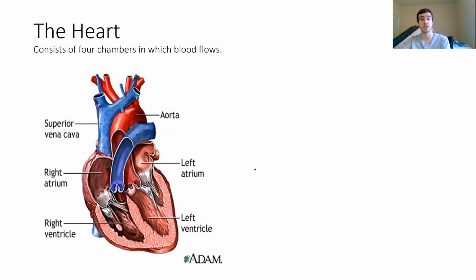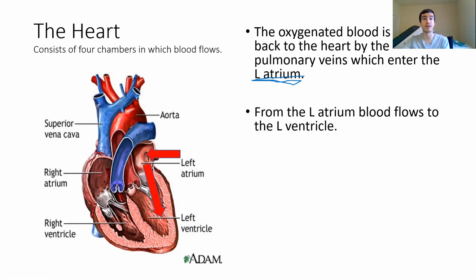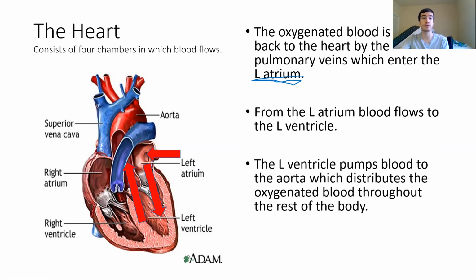Now, once that blood has gone into our left atrium, it then has to go where? To the other chamber that's on the left side of the heart, the left ventricle. So it's going to go down from the atrium, get pumped down into the ventricle, and then from there, it'll be carried out through the aorta, a major artery that leaves the heart, and that is brought to the rest of the body.